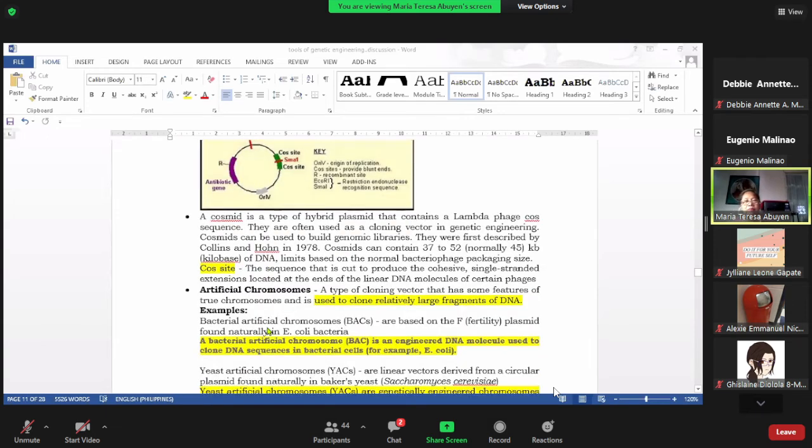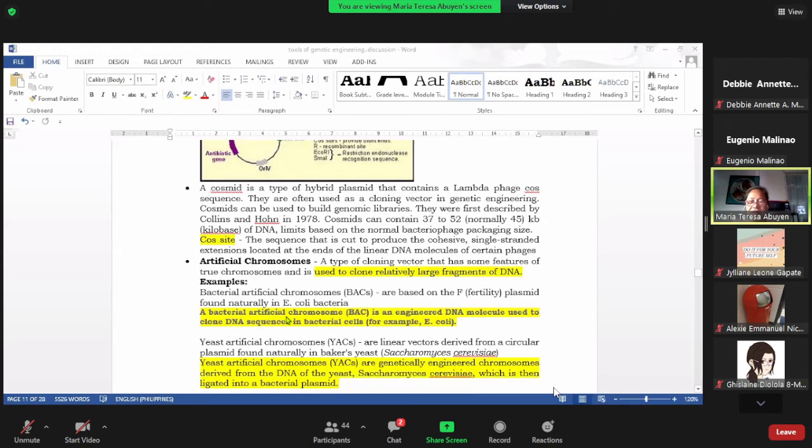Okay, so aside from Cosmid, we also have artificial chromosomes. The artificial chromosome is used to clone relatively large fragments of DNA. So we have two examples of artificial chromosomes. We have the bacterial artificial chromosome or the BAC. And we have the yeast artificial chromosome.